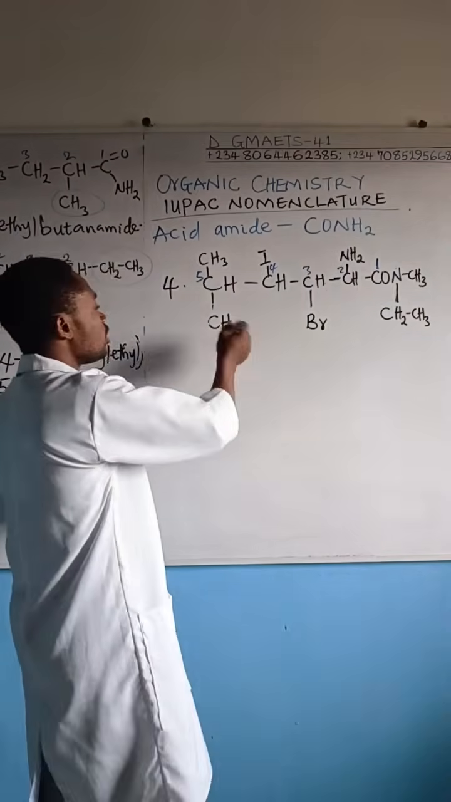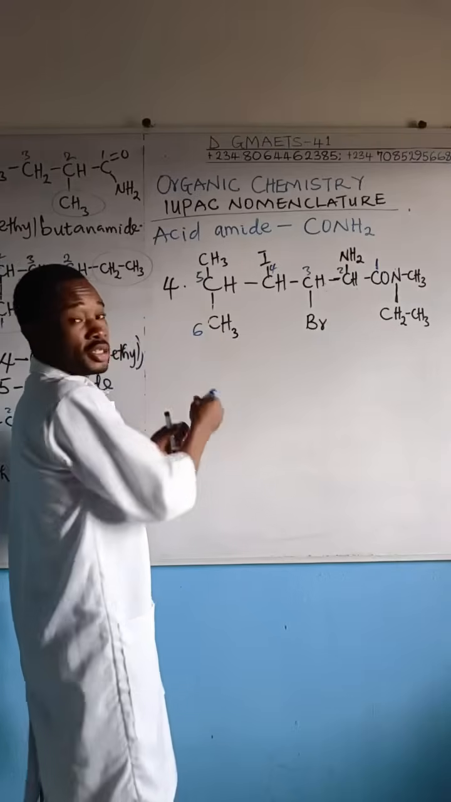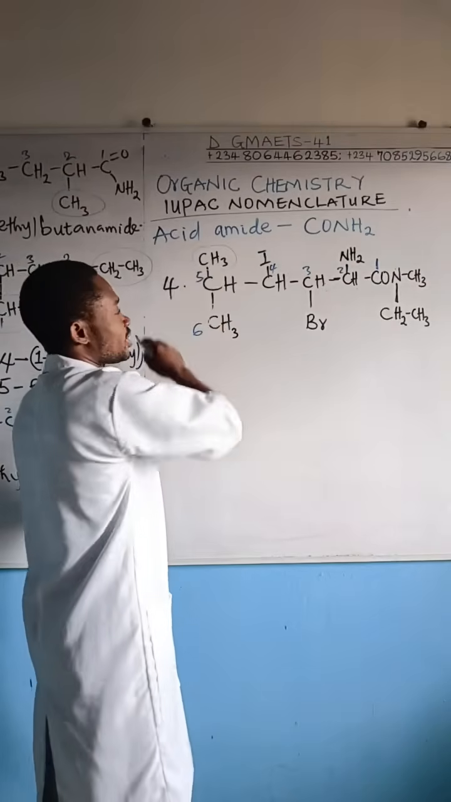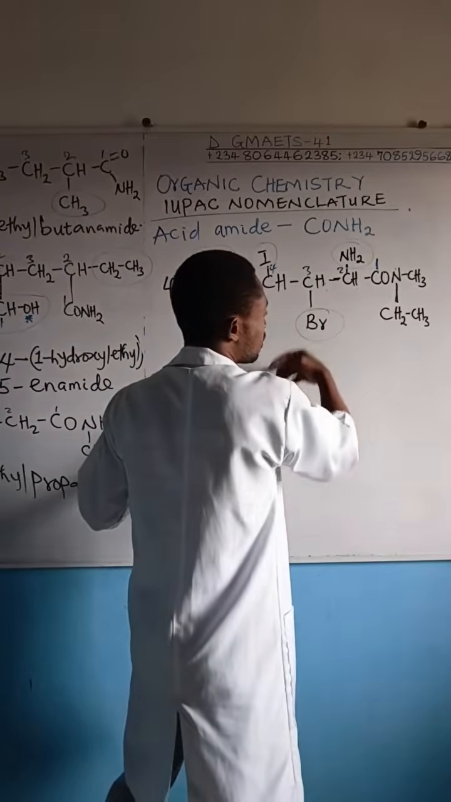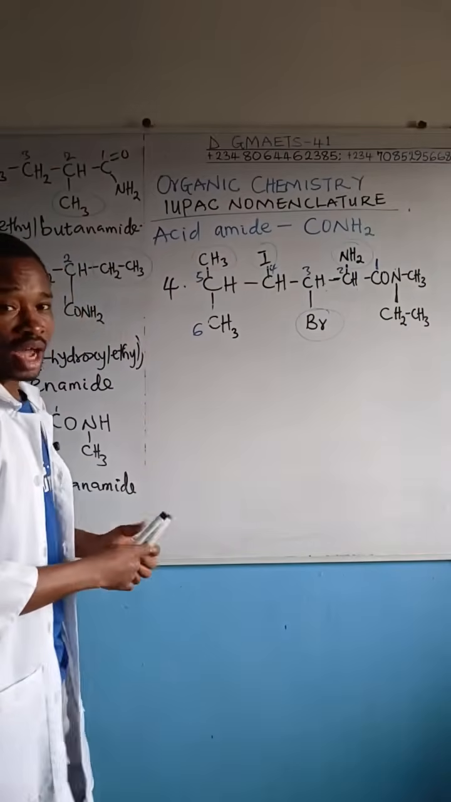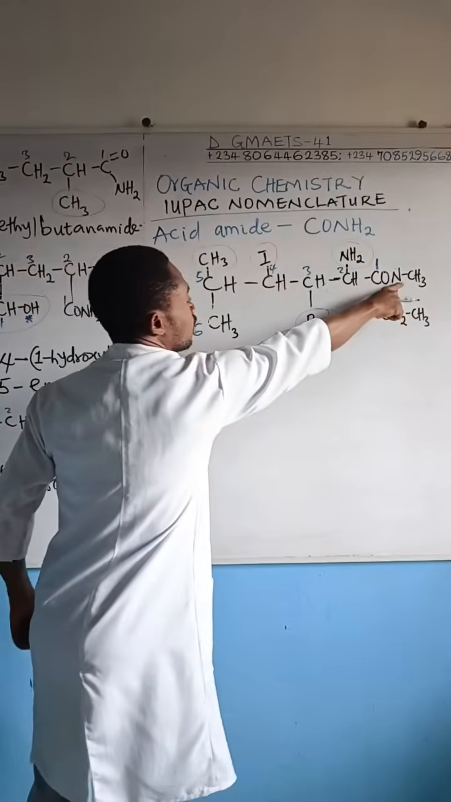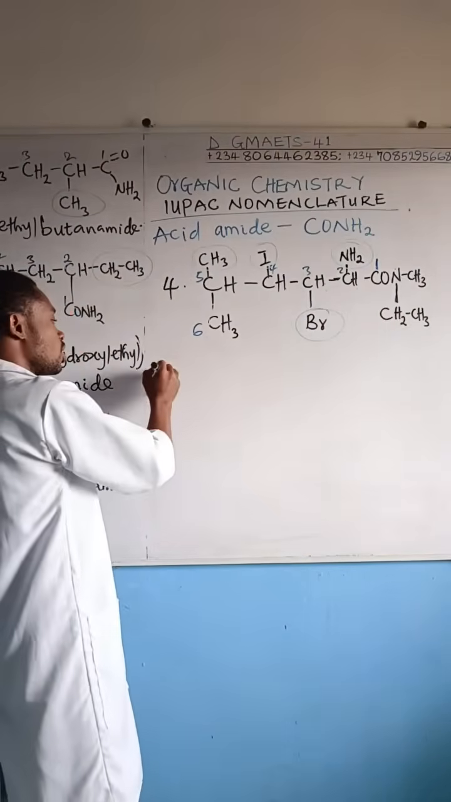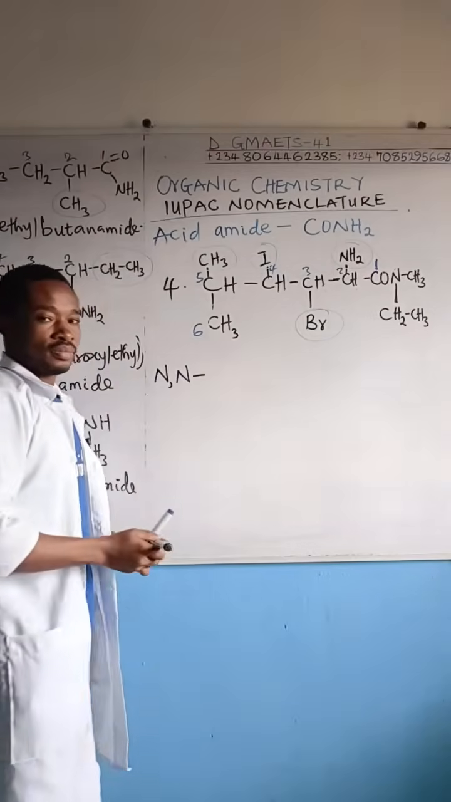So I am going to take this to be a continuation of the chain, 6. So I'm taking this as an attachment, this attachment, this attachment, this attachment. Then coming here, you know your N,N something. Let's start with that before we look at this part. Coming over here, on the nitrogen you have 2 alkyls, so that's going to be N,N hyphen.